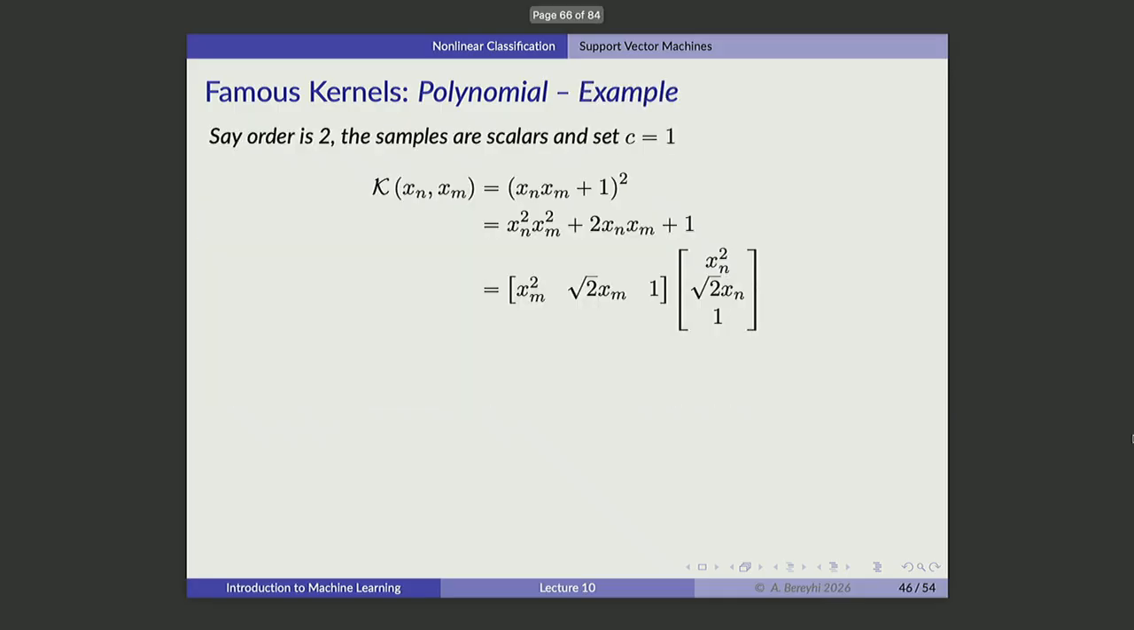Let me just consider this case. Let's say that x is just a one-dimensional vector, x and xm. The inner product is simply the multiplication of them plus some constant, put it 1, and then you do the square. It's going to be the first guy squared, 2 times this guy, plus 1. Now you can decompose it, and put all of the xm's in one vector, xn's in another vector. You see that? And then this is basically the inner product of those 2 three-dimensional vectors.